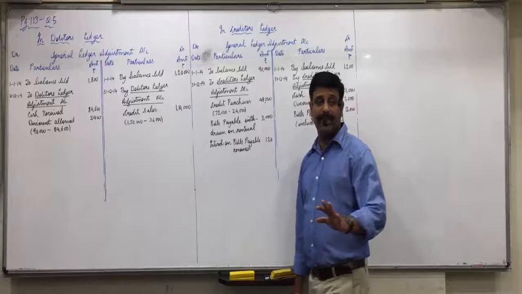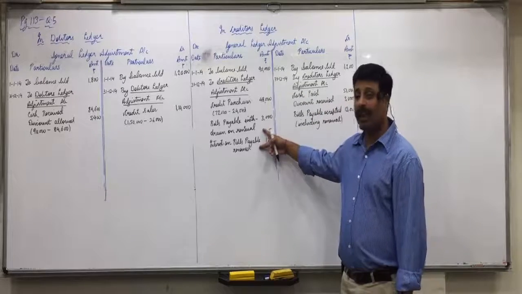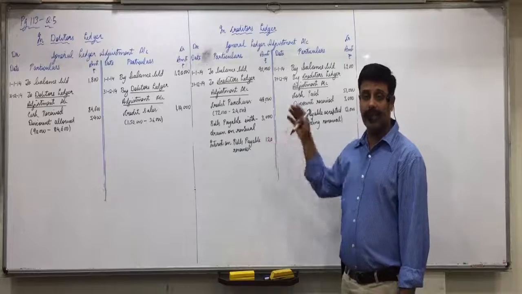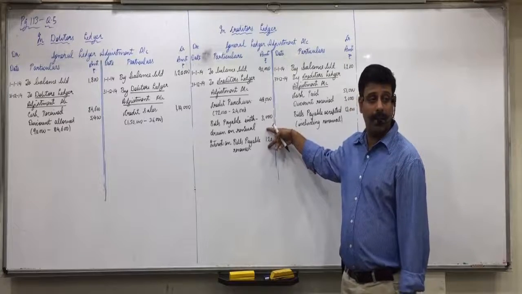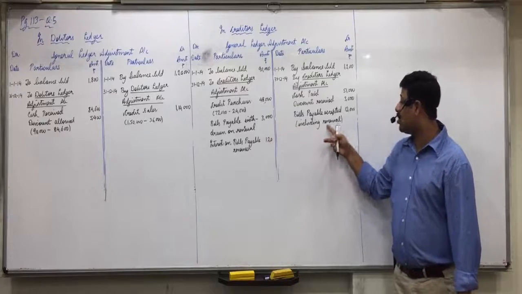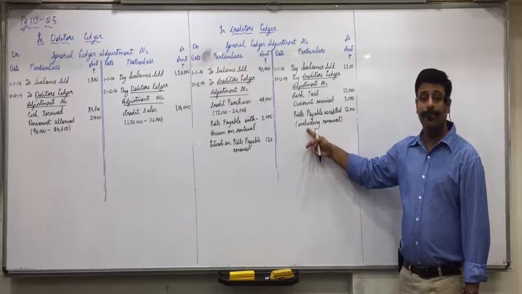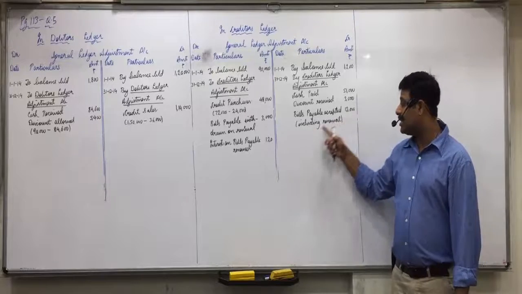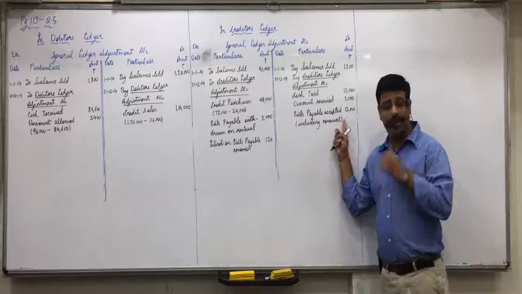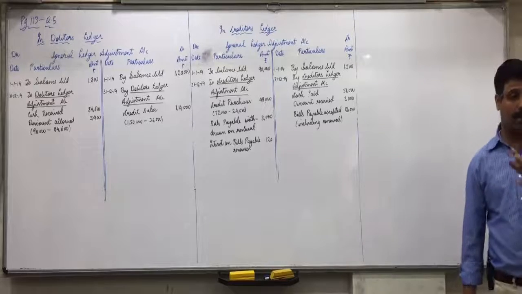Now normally we used to pass one more entry, here we will not pass. After these two entries we used to pass one more entry, creditors to bills payable 3,120 on the opposite side. But that will not come because this 3,120 is already included in 12,000. Here it is written including renewals, which means that this 3,120 is already included. So that third entry, which is a hidden entry, will not come.